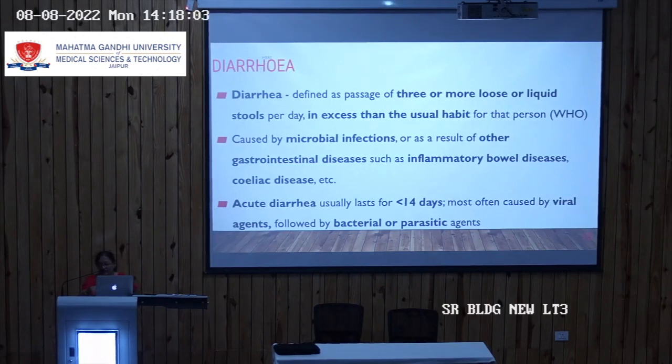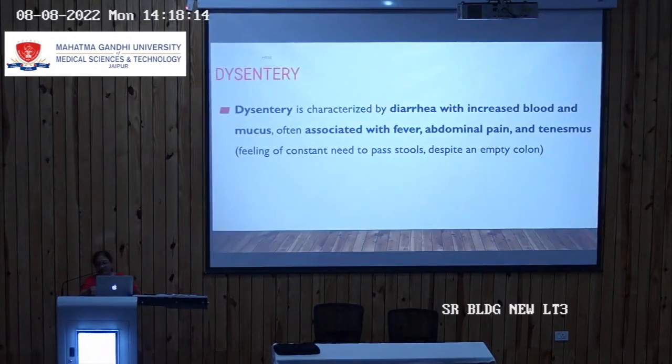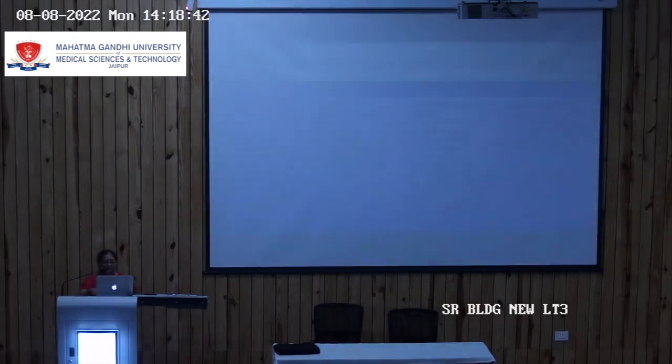Then acute diarrhea lasts for less than 14 days. Most often this is caused by viral, bacterial or parasitic agents. Then there is one term, dysentery, which is generally confused with diarrhea, but dysentery means diarrhea with increased blood and mucus in the stool. This is associated with fever, abdominal pain, and tenesmus. Tenesmus means there is a constant feeling of passing stool even though the colon is empty.